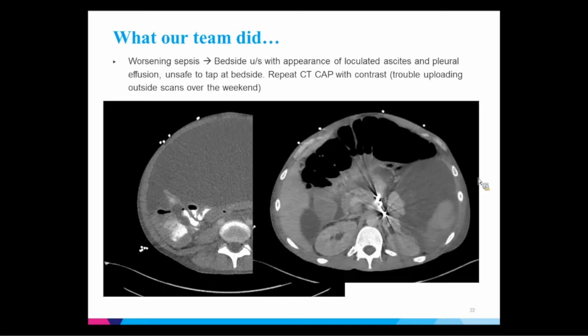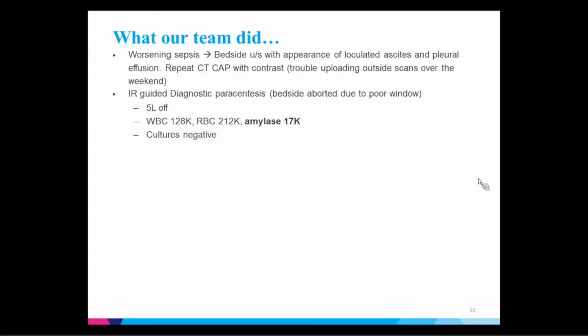And then this is what it looked like near. So it's a little hard to see, but his pancreas is around here. This is actually some of the hematoma from the splenic rupture. And this is his bowel, also a little dilated. Okay, so then we ended up getting IR to do an IR guided diagnostic para. We ended up just telling them to take off as much as they could. Sort of weren't really sure if that was the right decision.